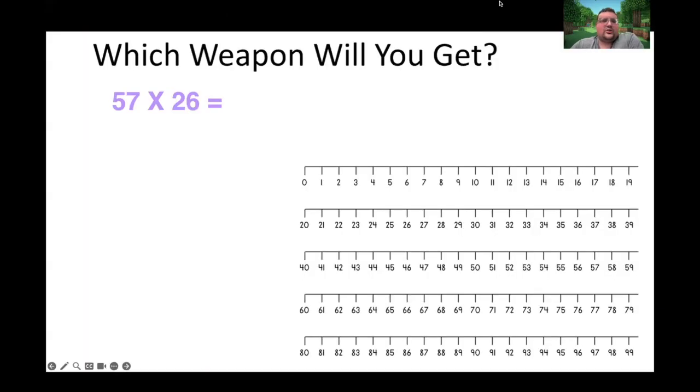All right, we're going to try to earn a weapon, but before we do that, we have to answer this problem. 57 times 26 equals what? I want you to pause the video and solve it on your own. When you get an answer, come back. We'll do it together, and we'll figure out which weapon you get.